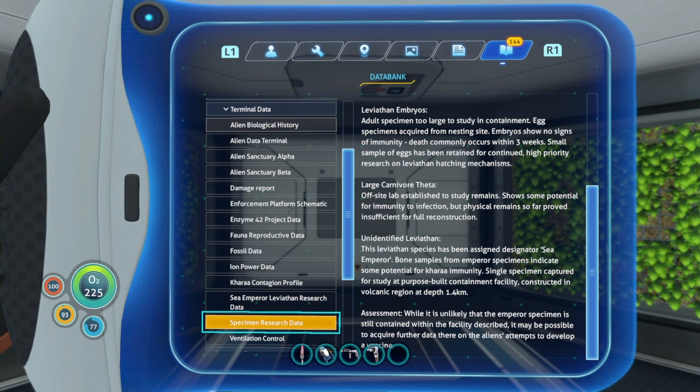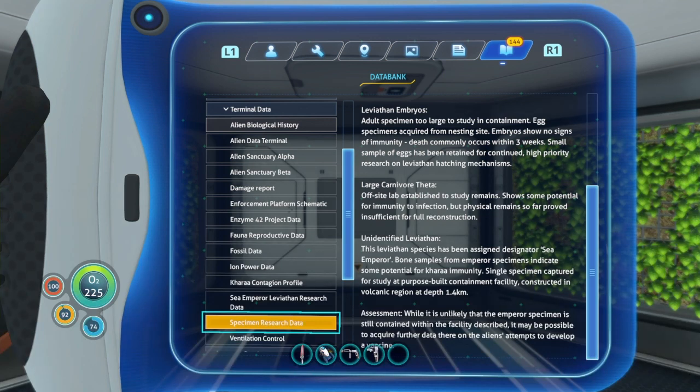Designator C. Emperor. Bone samples of Leviathan Emperor specimens indicate some potential of immunity. Single specimen captured for study at a purpose-built containment facility constructed in volcanic region at depth 1.4 kilometers. Yeah, that's something.